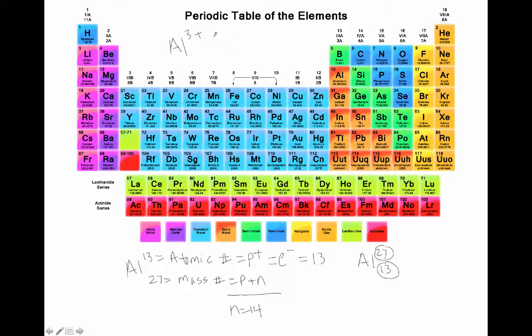So the number of neutrons stays the same. We still have neutrons equaling 14. The number of protons still remains the same because we're not talking about isotopes here. We're talking about aluminum 13. Yes? So it has 13 protons still, but we have to have 3 more protons than we do electrons. So that means aluminum 3+ is going to have 10 electrons because 13 minus 10 equals positive 3.